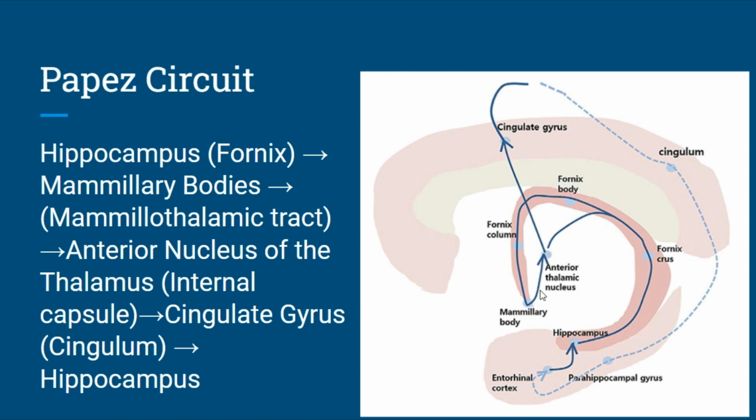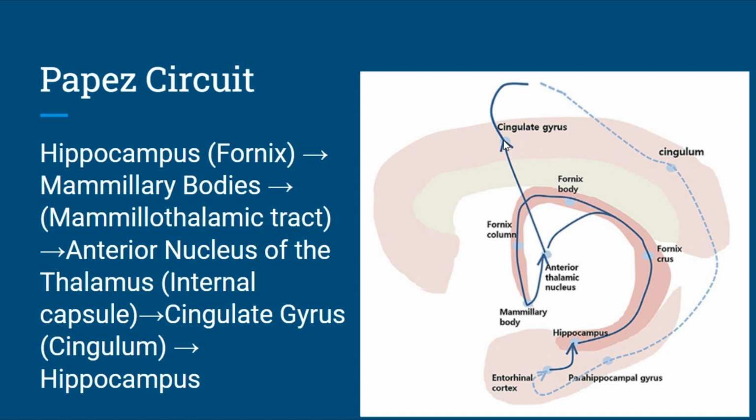The name suggests itself, mammillothalamic tract. That's how it gets connected. So now the anterior thalamic nucleus, or anterior nucleus of the thalamus, is going to be connected with the cingulate gyrus right here, and this is going to happen through the internal capsule.